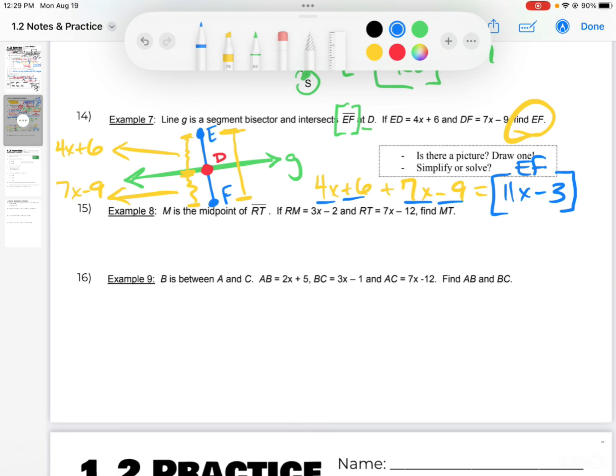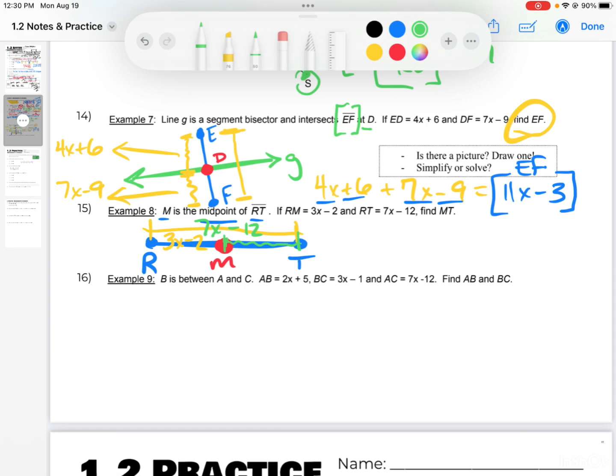I'll really quickly do 8 and 9, but I would like you to try to do these on your own. It says M is the midpoint of segment RT. So I've got RT, and right in the middle, I've got M, the midpoint. R to M is 3x minus 2, and R to T, the whole thing all the way to the end, is 7x minus 12. And so I'm looking for MT.